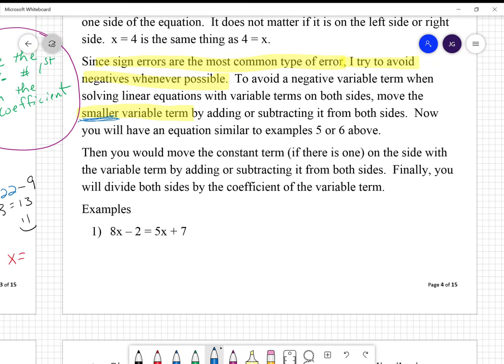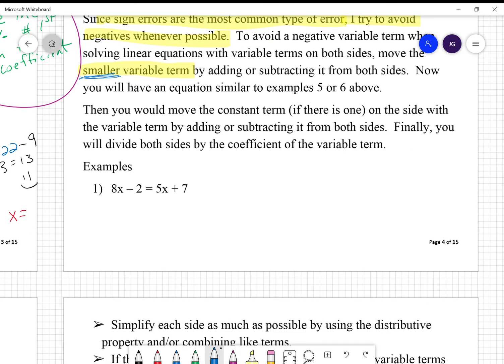Okay, let's look at this first example. And again, when I have an equation, you can mentally circle the equal sign or actually circle it, and then I draw a line. I have two sides, left side, right side. There's nothing I can do on the left, and there's nothing I can do on the right. So now I'm going to look at my variable terms. On the left, my variable term is 8x. On the right, my variable term is 5x. What's smaller, 8x or 5x?